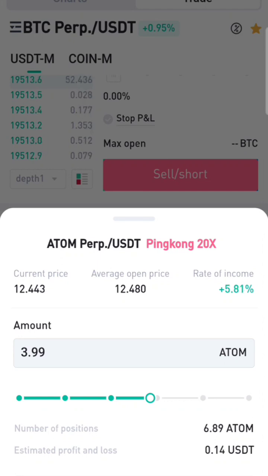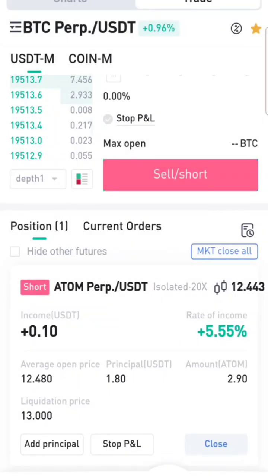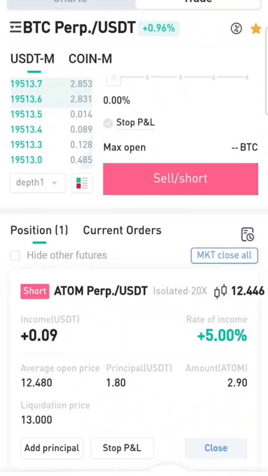Remember what happens when you take out this profit: the USDT will be added to your balance and the position size will also reduce. This 3.9 position size will be reduced from 6.89. When I click like this, you can see that my percent remains the same, but my income has reduced because I have subtracted something from it. One thing again: this principal USDT here has changed. I am now on this trade with 1.80. That is the principal of this trade.